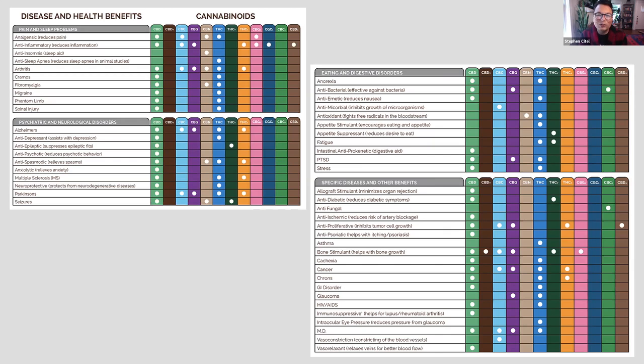Anyway, this is a little chart, kind of an amalgamation of all the different studies out there that we have available, showing some evidence, whether it's in a petri dish or a living animal, looking at the therapeutic potential benefits of each individual phytocannabinoid.